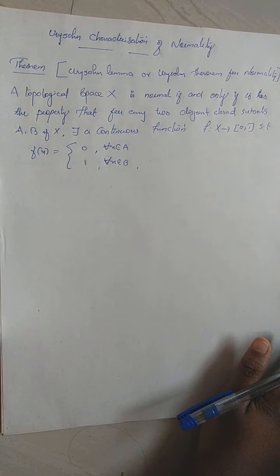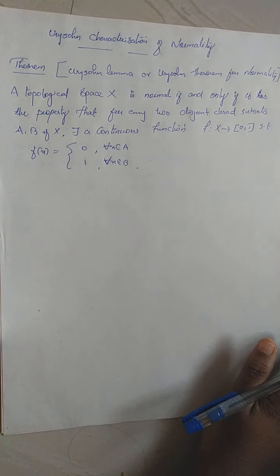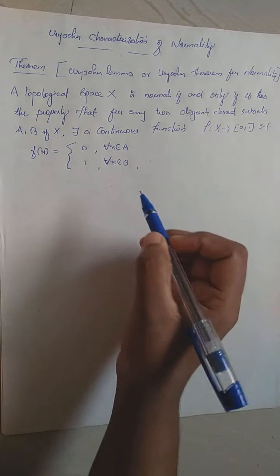In this section, we are going to prove the Urysohn lemma, or Urysohn theorem, for normality. We call this theorem Urysohn lemma because it is proved for actually proving the Urysohn metrization theorem, which is not included in our syllabus. So it is an important theorem, the Urysohn lemma. We will see what the statement is.